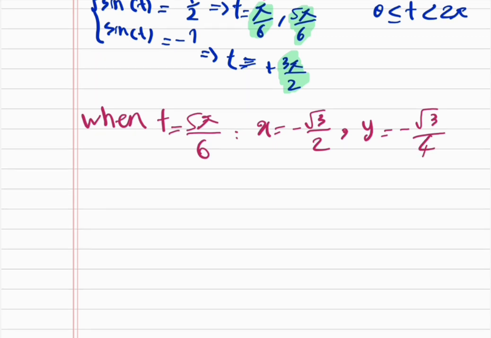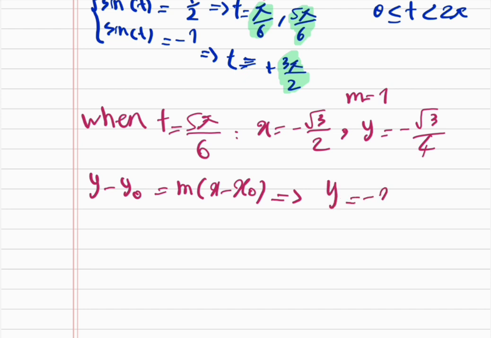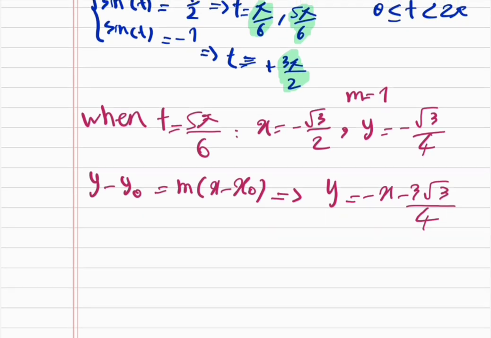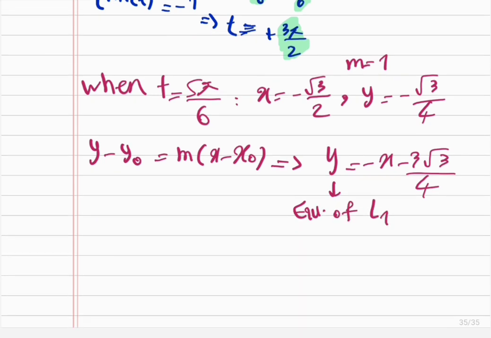And so as a result of that, when we use this equation of y minus y0 is equal to m times x minus x0, again, m is just -1 in all of these cases, that's the gradient. Substituting the points of x and y, we'll get the equation y is equal to minus x minus 3 root 3 over 4. So that's the equation for line L1.